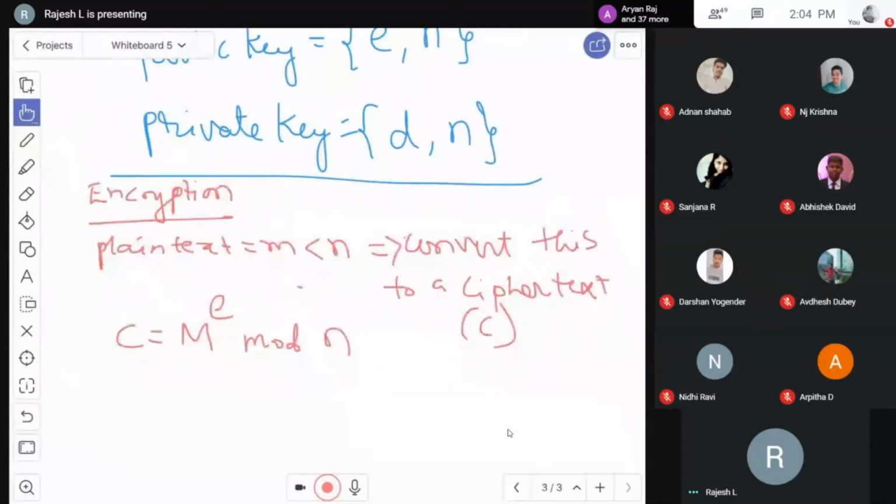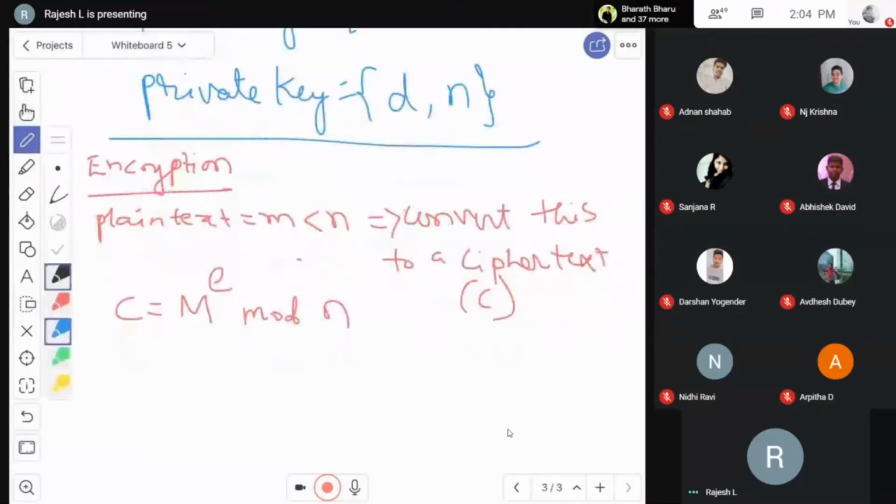Now, for decryption, at which end will it be done? At the receiver end. Upon receiving your ciphertext, we need to convert the ciphertext into plain text. I want plain text from ciphertext.